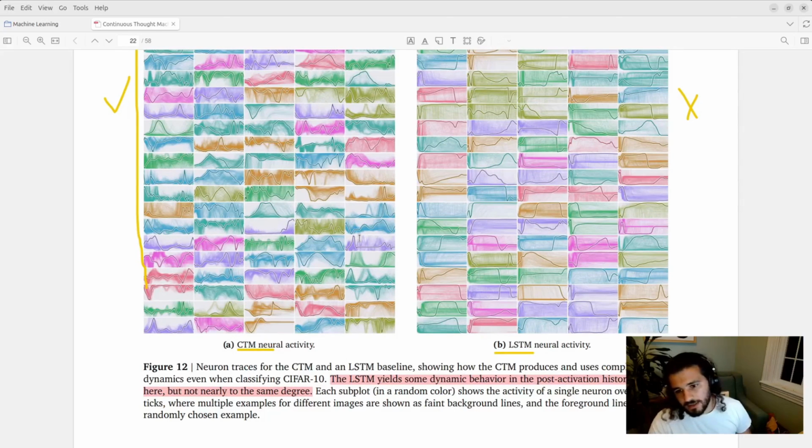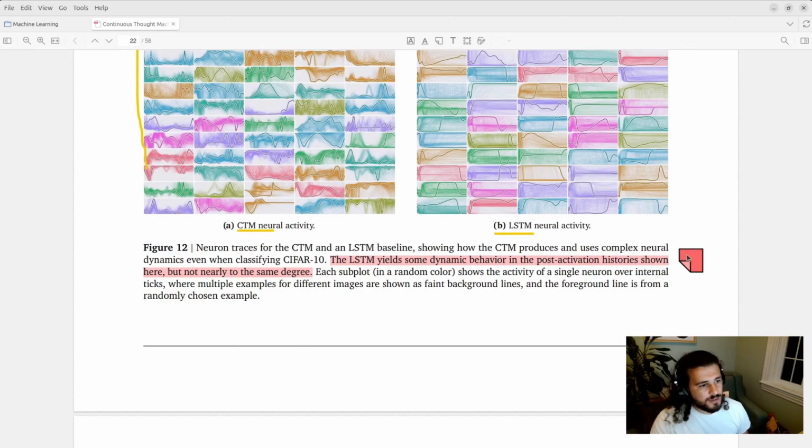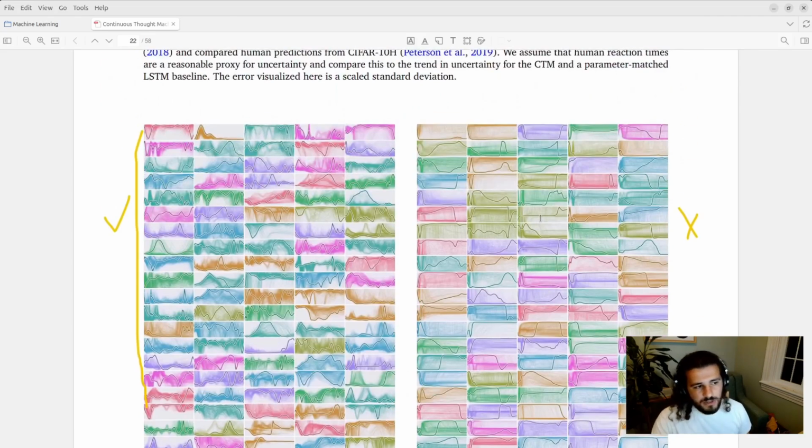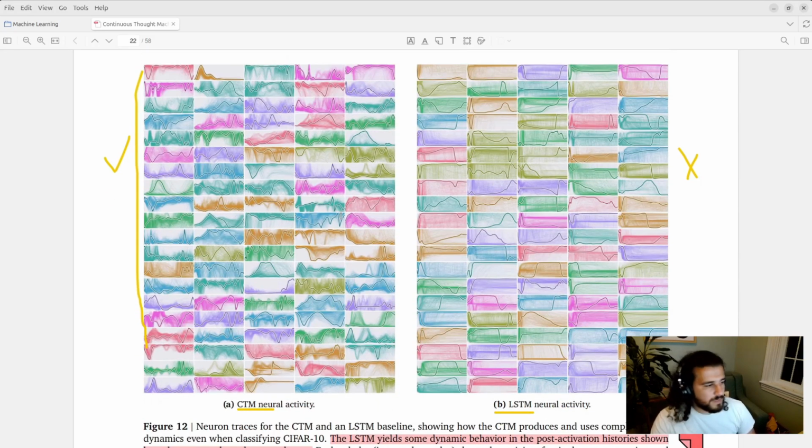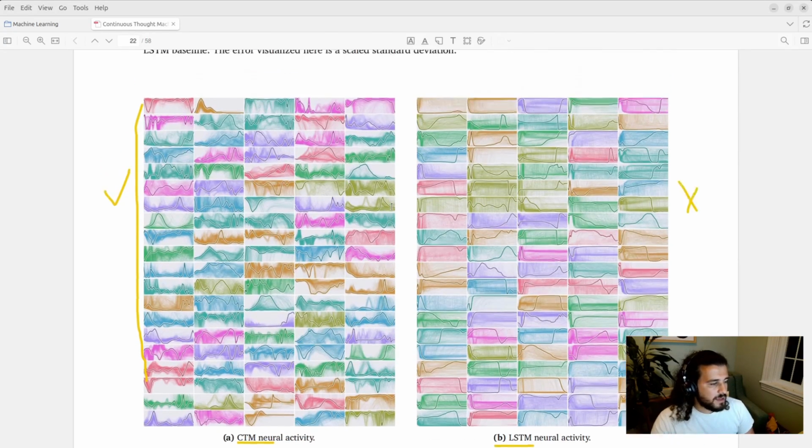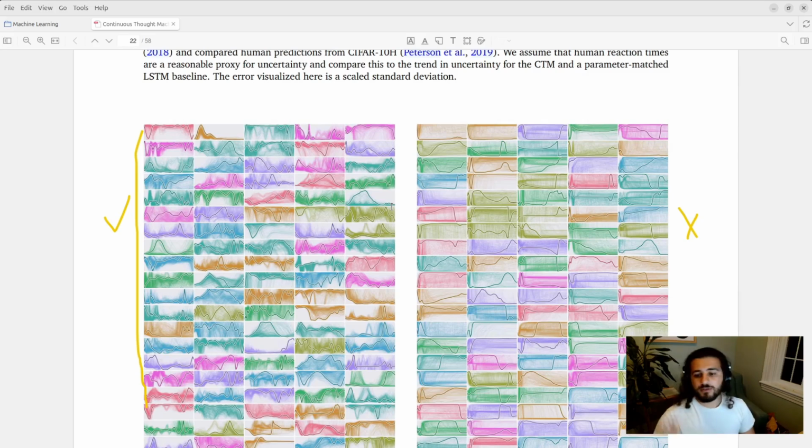One thing though that I think they could have done better here is quantify this, right? Let's say that the LSTM yields some dynamic behavior in the post-activation history, but not nearly to the same degree. They could have found a number. I think that would be cool. Qualitatively, it's nice to see, but quantitatively, I think they could define the amount of diversity of activations.